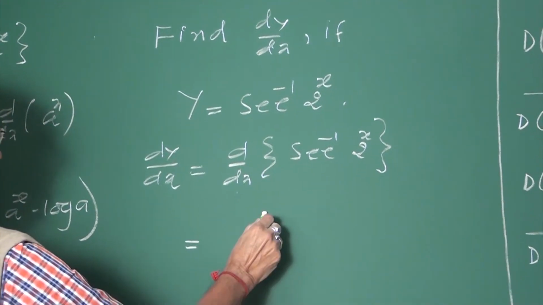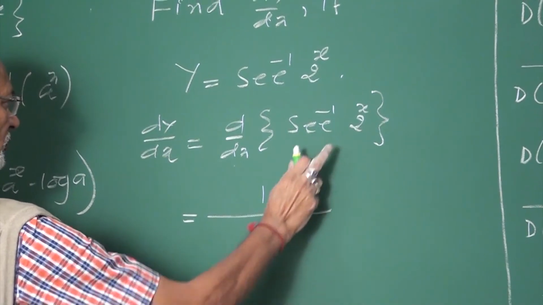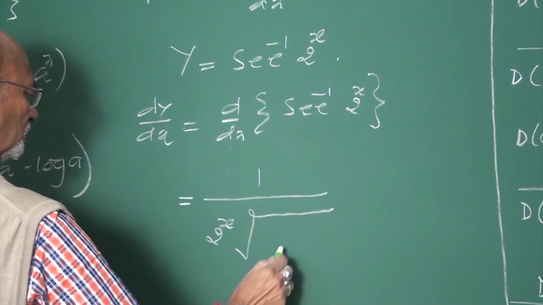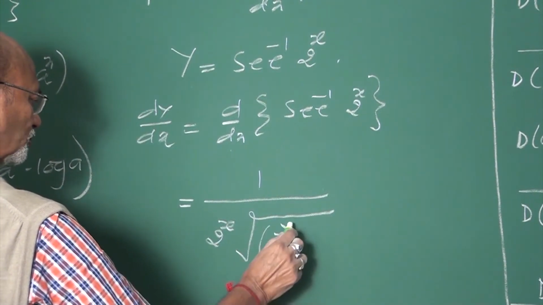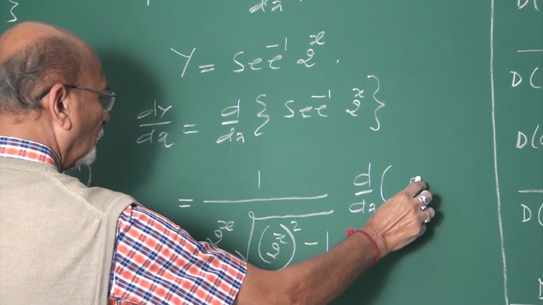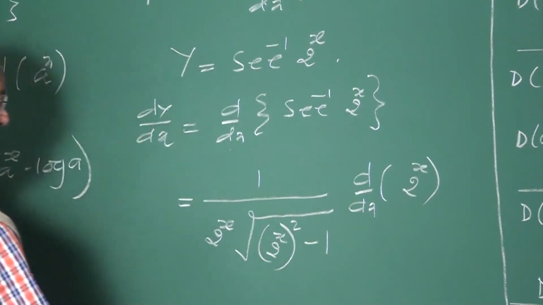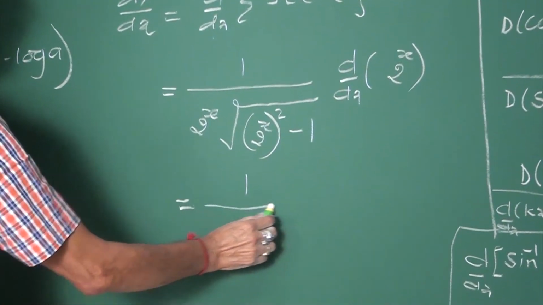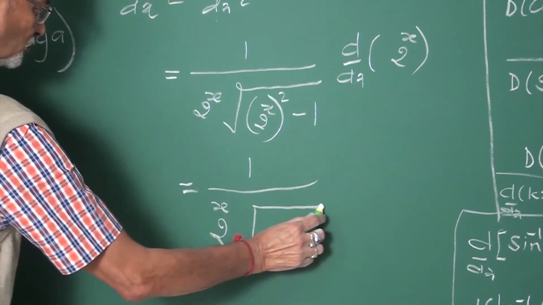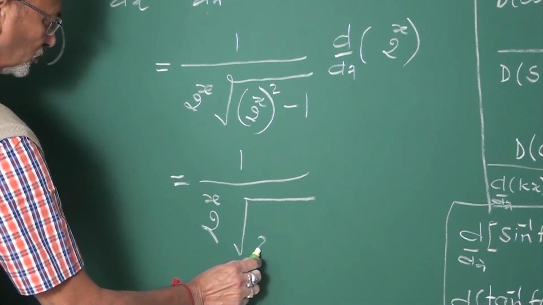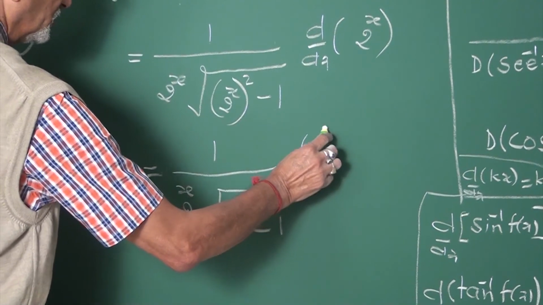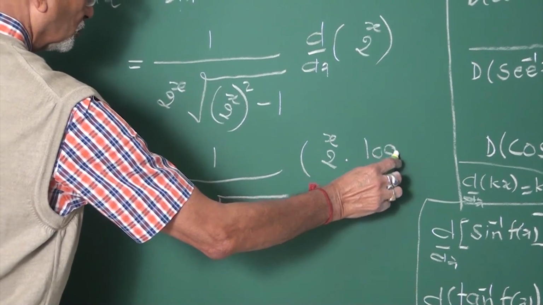Sec inverse: 1 upon 2 to the power x into square root of 2 to the power x the whole square minus 1, into the derivative of 2 to the power x. See my friend, simplify it. It is 2 to the power 2x minus 1. What is the derivative? 2 to the power x into log 2.